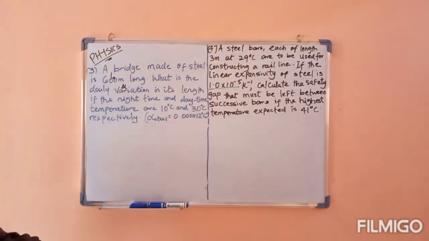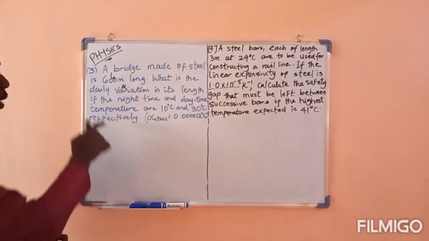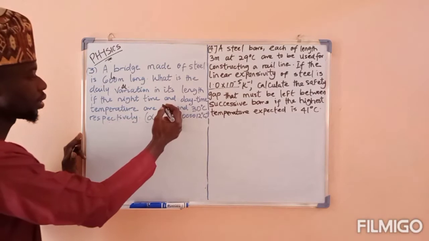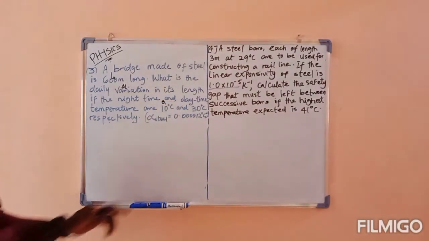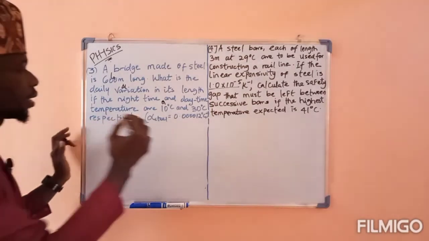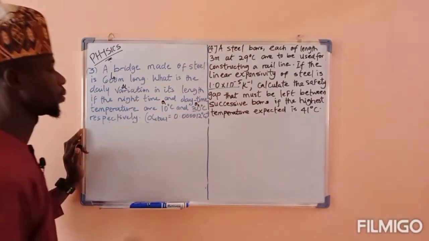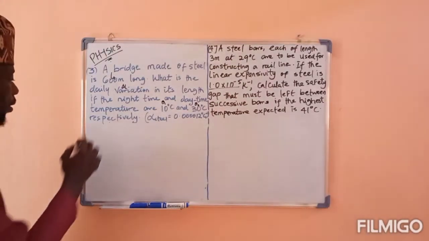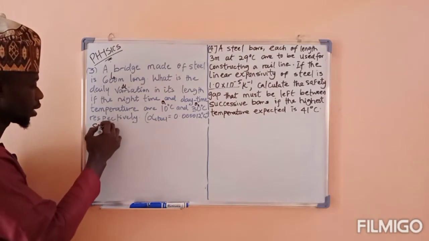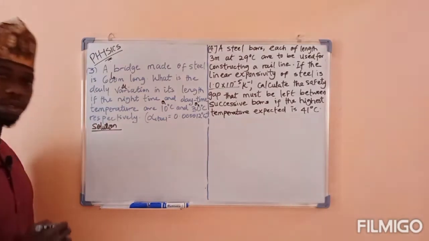If the nighttime and daytime temperature are this and this respectively, the first one is nighttime when the temperature is down. So here is my theta 1. And this one is the daytime when the temperature is high, theta 2. So I have my alpha. So let's go and solve. Solution.